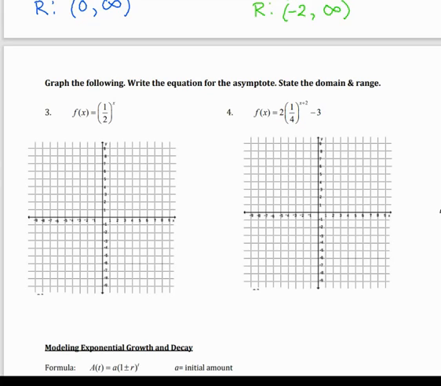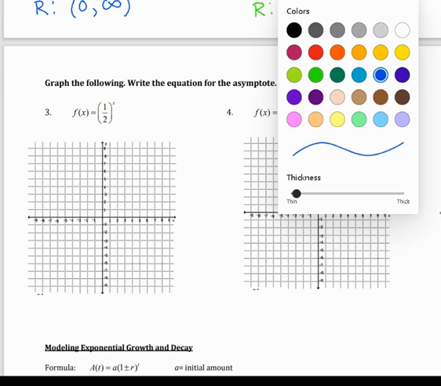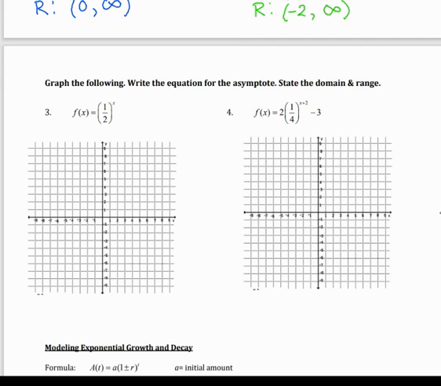Okay, so now we're going to take a look at numbers 3 and 4. Notice this time for both of them, the base is a fraction, and it's a fraction that's between 0 and 1. So this time around, I'm going to have decay. Okay, so with decay, I'm going to do a basic one with you and then let you do the more challenging one. So for decay, still the same thing. I'm just going to make a table of values.